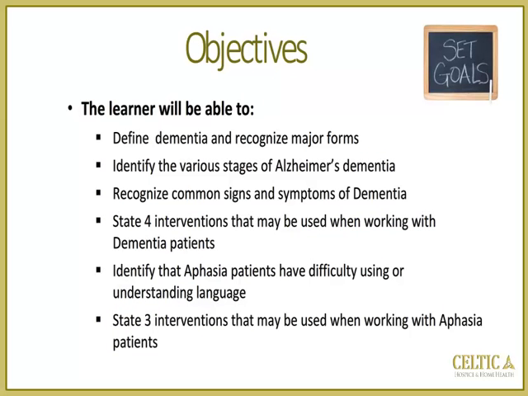The objectives for this in-service are to be able to define dementia and recognize major forms, identify the various stages of dementia, recognize common signs and symptoms of dementia, state 4 interventions that may be used when working with dementia patients, identify that aphasia patients have difficulty using or understanding language, and be able to state 3 interventions that may be used when working with aphasia patients.